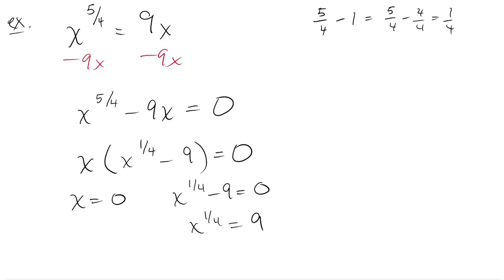And now we're back in that situation we were talking about on the previous slide. I'm going to raise both sides to the reciprocal power. I'm going to raise both sides to the 4th power. Now that's an even power, so we have to be careful here and make sure we don't generate an extraneous solution. 9 to the 4th is 6,561. So now we should check to make sure that that answer is right.